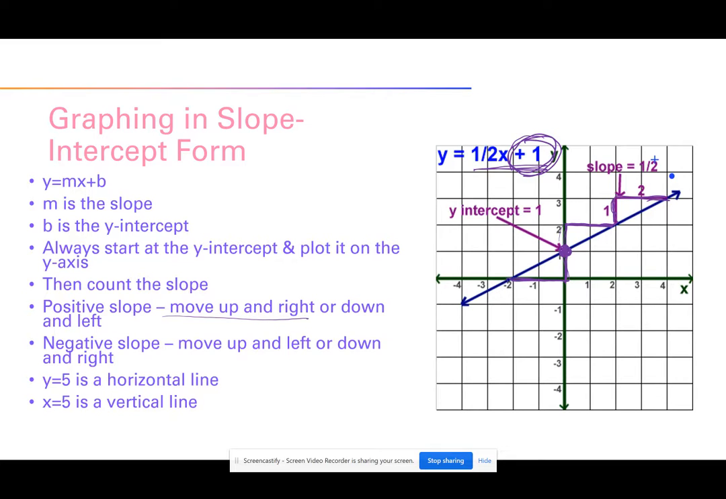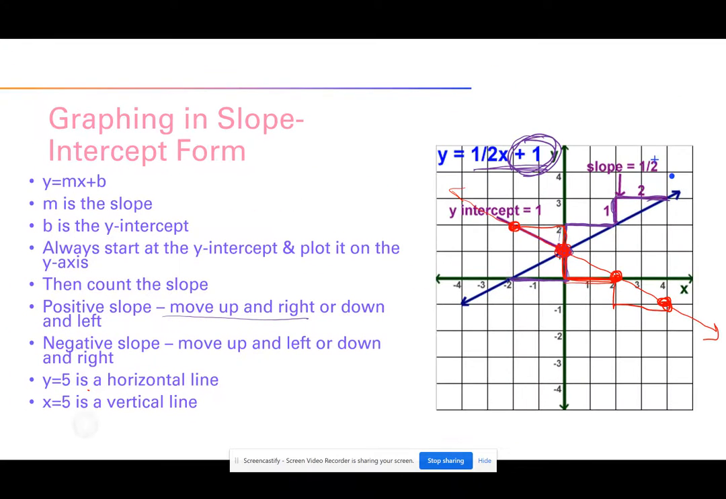When you have a negative slope, so if this was negative 1/2, you would start at your plus 1. Let me get a different color pen. You would start at your positive 1, and you would go down 1 and to the right 2, down 1 to the right 2, or you would go up 1 and back 2, because you want it to be decreasing from the left to the right.